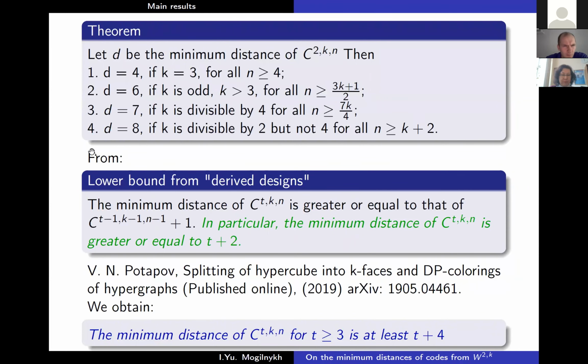And also, once we obtain the minimum distances of the code C2Kn, we can also improve the lower bound on the minimum distance of the code CtKn for t at least 3. And we show that the minimum distance is at least t plus 4. I remind you that the previous lower bound is t plus 2. Very slight improvement here so far.